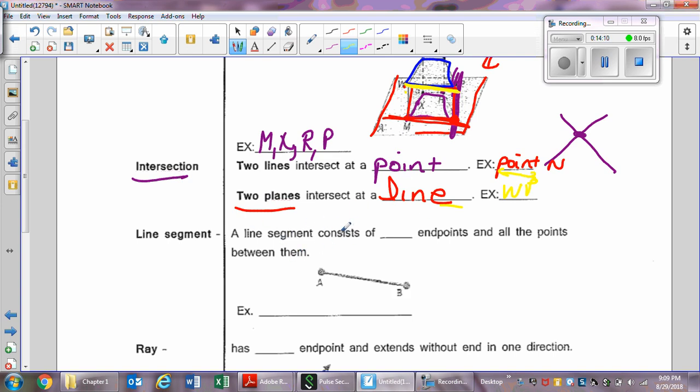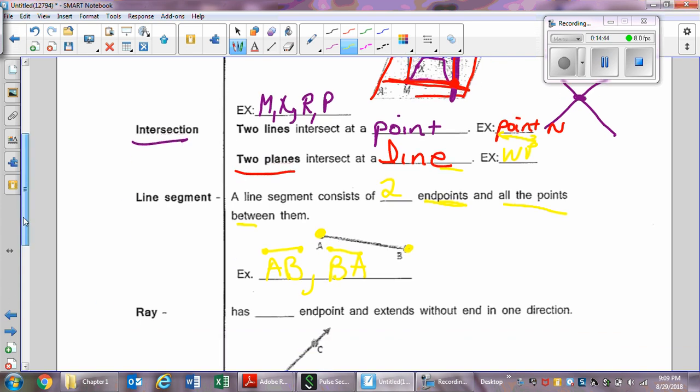The line segment consists of two endpoints. So they start and end, and all the points in between them. So they have an initial point and they have an ending point. Okay, so don't forget that. In this case, AB is a line segment, and when we name a line segment, we use the capital letters, and we want to make sure we use the dots, not the arrows. I can also name this as BA and have it right this way.